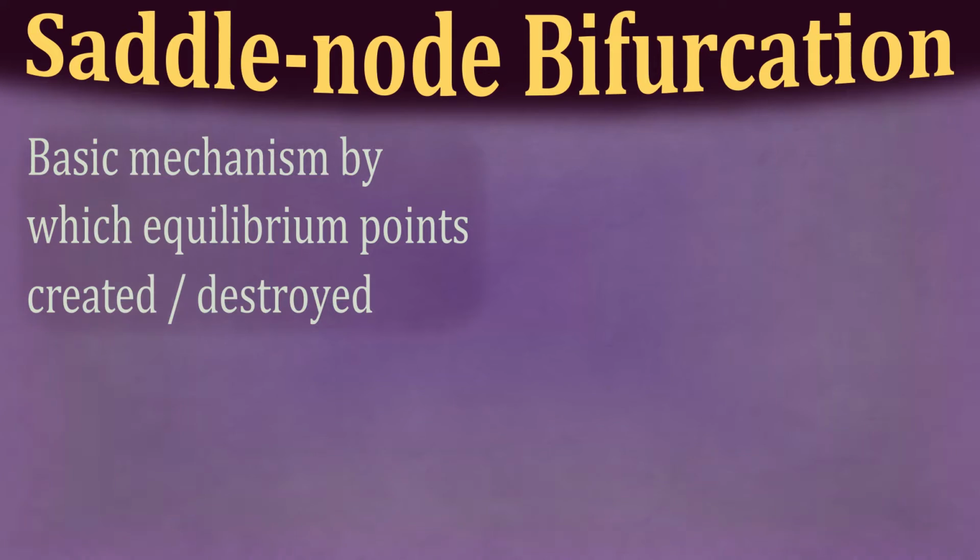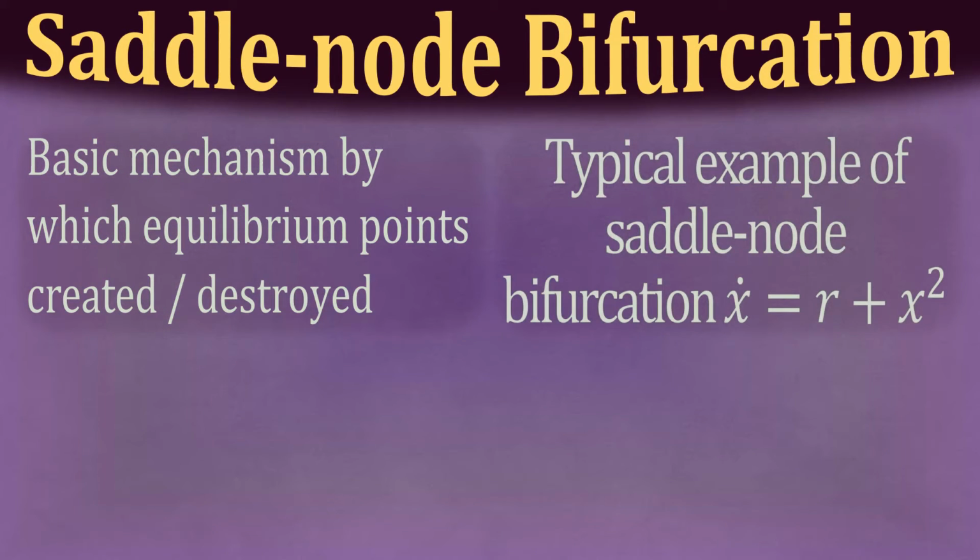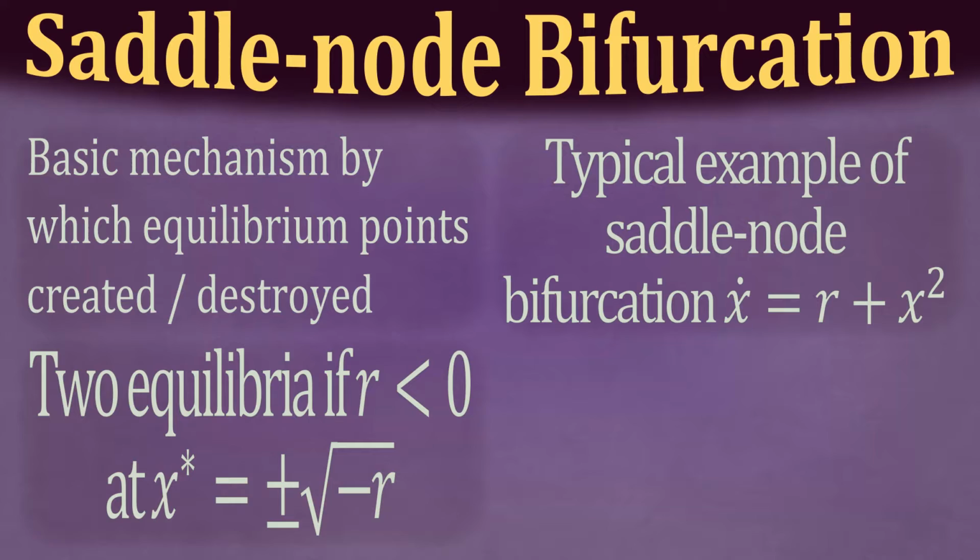Next, let's discuss saddle node bifurcations. This is the basic mechanism by which equilibrium points are created or destroyed. The typical example of the saddle node bifurcation is x dot is equal to r plus x squared.